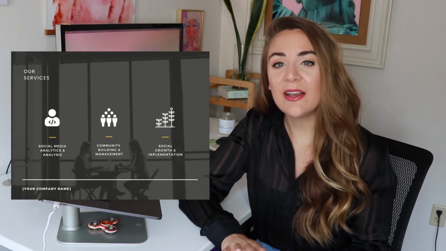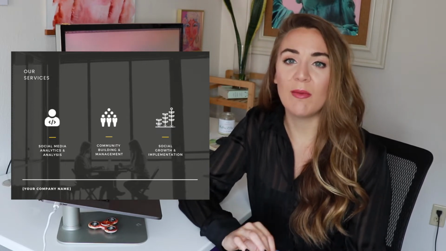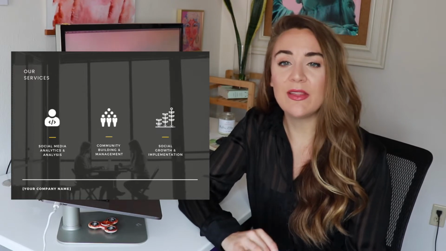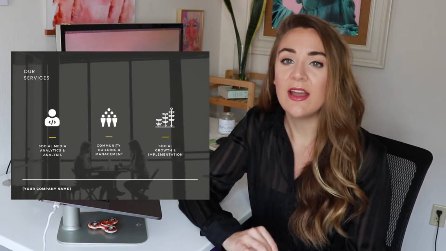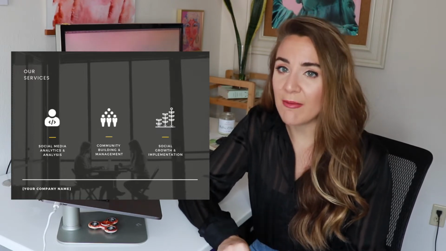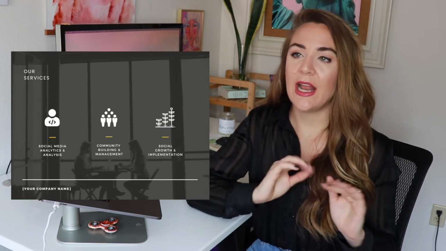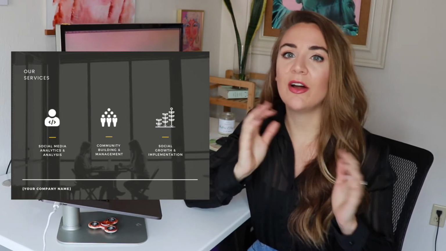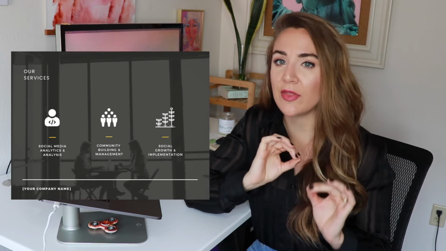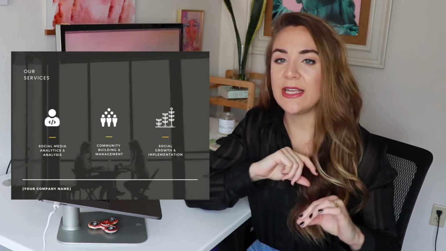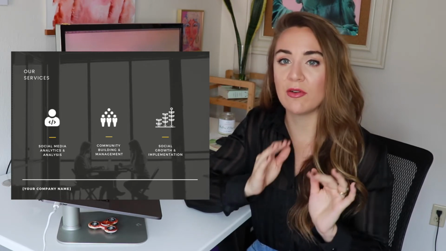Now this is not going to be all the services that your company provides, but this is going to be the services that you specifically are going to offer them. Now in this slide, I don't like to list 100 different services, like every little thing. I like to group them together and really only offer 3 or 4.